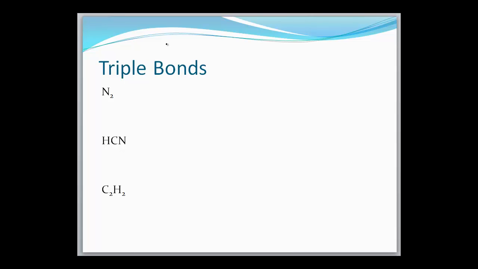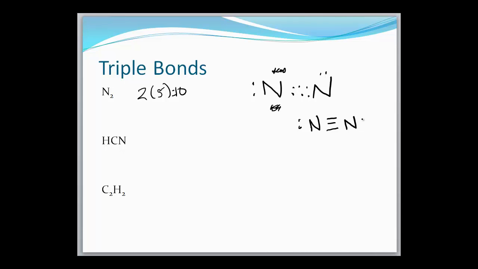Okay, let's take a look at triple bonds now. 2 nitrogens, count up the valence electrons. 2 times 5 is 10. So if we just drew them around, 1, 2, 3, 4, 5, 6, 7, 8, 9, 10, you can see this nitrogen is deficient. So we're going to take 2, put them there. Now this nitrogen still only has 1, 2, 3, 4, 5, 6. So we're going to take that pair and put that there. So now we have nitrogen triple bonded to another nitrogen, each of them with a lone pair.